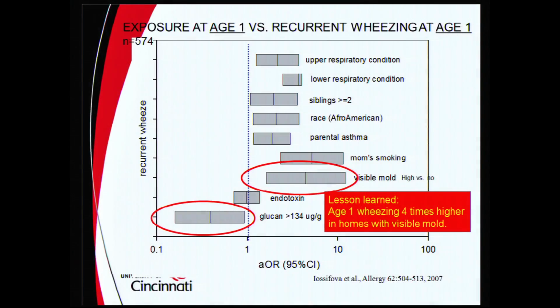What we learned here is that age 1 exposure was important. If the child had visible mold in their home at age 1, they were 4 times more likely to have wheezing at age 1. And this association held up at age 3 also. Mold at age 1 was still associated with wheezing at age 3 in the infants.